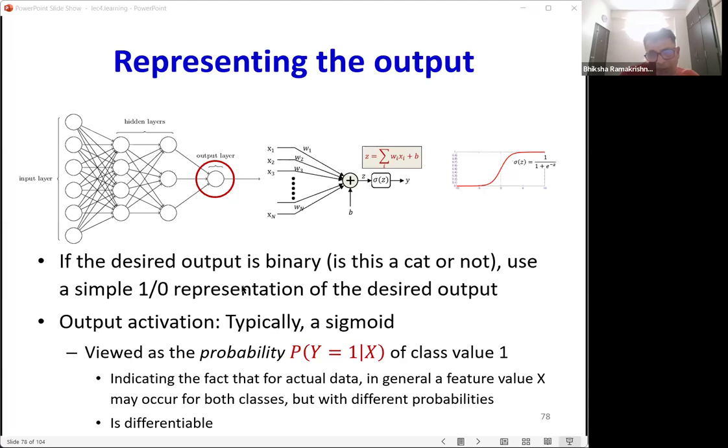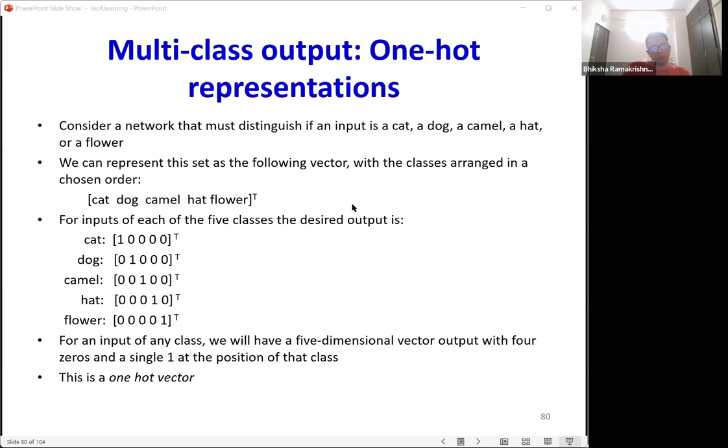Okay. Now, if you have a multi-class output, for example, if you're trying to classify between 5 classes, cat, dog, camel, hat, and flower, these are not numbers. How do you convert them to numbers? So what we will do is arrange them in some canonical order: cat followed by dog, followed by camel, followed by hat, followed by flower. There are 5 possible classes, so there are 5 elements here.